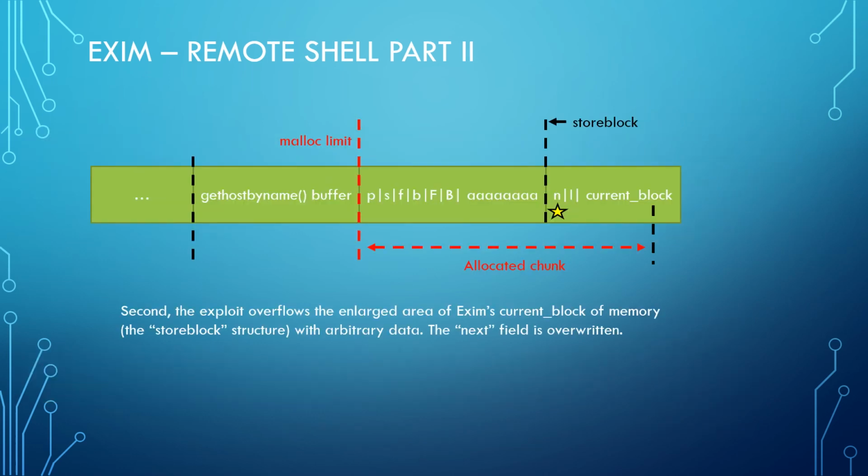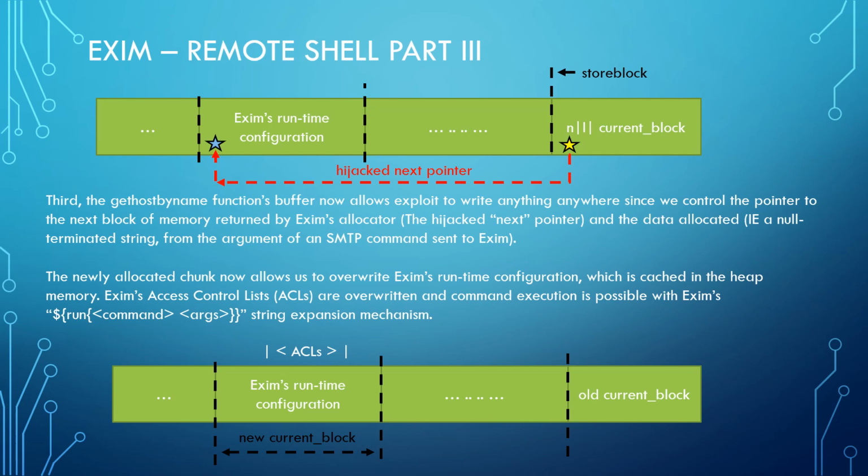Next, we overwrite the current block of EXIM's memory in the store block structure to overwrite the next field. With the current field overwritten, we are able to write to any location since we control the pointer to the next block of memory returned by EXIM's allocator, the hijacked next pointer, and data allocated with a null terminated string, the argument of an SMTP command we sent to EXIM.